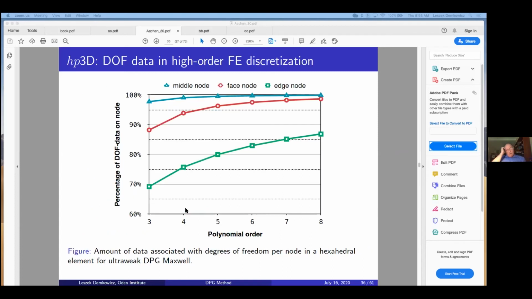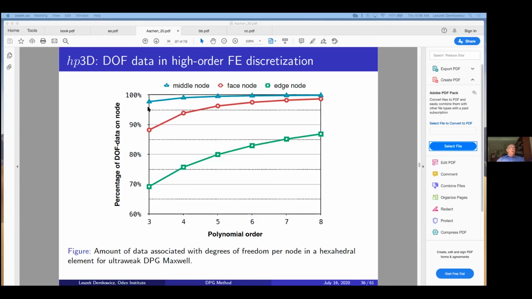And the idea came from looking at the memory needed for one node. In all the attributes for a node in this array nodes, most of the memory is taken by degrees of freedom. This is an example of a node in a hexahedral element and the corresponding degrees of freedom for the ultraweak DPG formulation for Maxwell problem. And if you look at the edge node, then you will see that the edge node may, for higher order element, let's say order 6, will occupy 80-something% of memory.